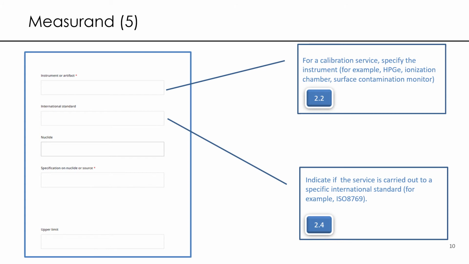Next, it's important to enter the instrument or the artifact that's being calibrated. For calibration service in radioactivity, for example, it might be calibration of a high purity germanium spectrometer, an ionization chamber, or surface contamination monitor. If there are relevant international standards, ISO standards, to refer to, please then record them in the next dialog box. For example, ISO 8769 is relevant for measuring the emission of surface contamination sources.